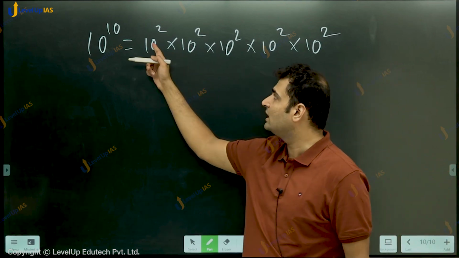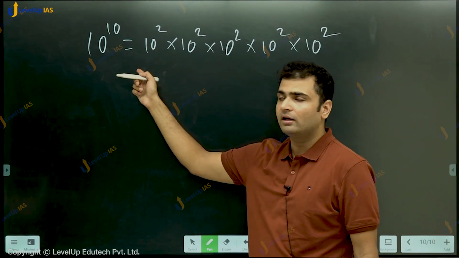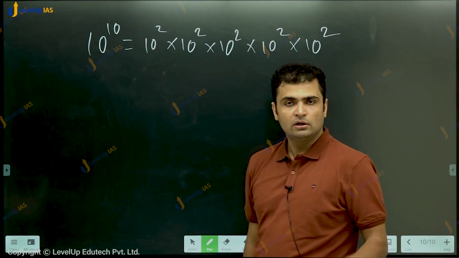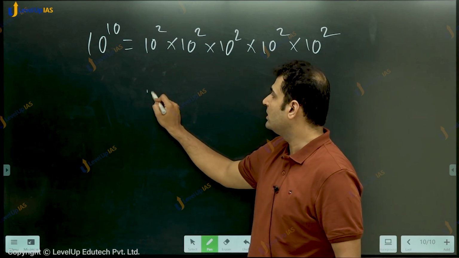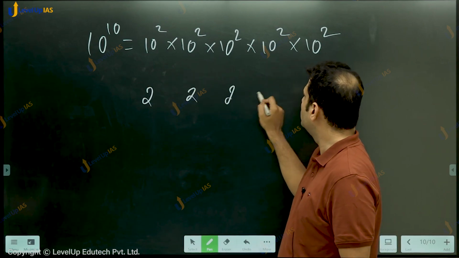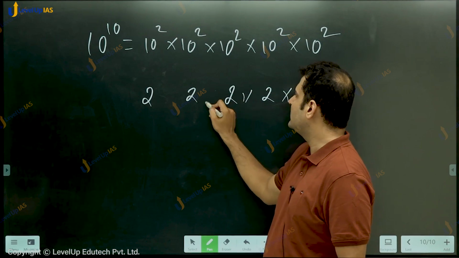मतलब इसको 7 से डिवाइड करो. ये 100 है. 10 square is 100. 100 को 7 से डिवाइड करो. 14 7 98. So remainder is 2. Here also 2, 2, 2, 2. So remainder is same as this thing.